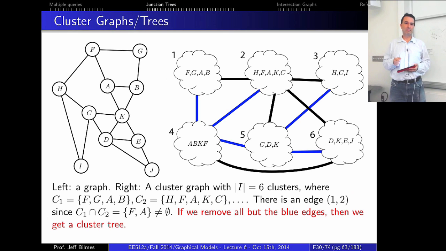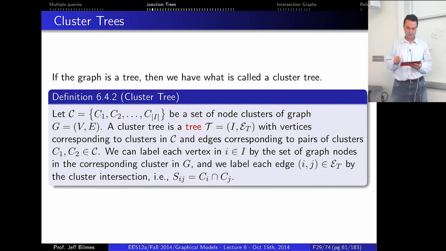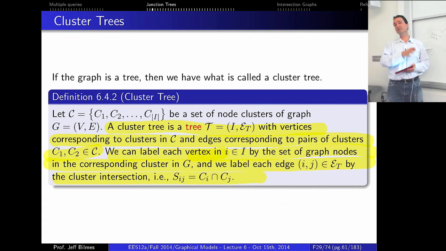But don't your clusters have to have an edge? Like the edge between 1 and 2, does that always have to be there because there's that overlap? Well, let's look at the definition. A cluster tree is a tree with vertices corresponding to clusters and edges corresponding to pairs. We label each vertex by the set of graph nodes in the corresponding cluster and label each edge by the cluster intersection. It doesn't say that there's necessarily an edge. In a cluster graph, there's an edge if there's a non-empty intersection. In a cluster tree, we remove that requirement.